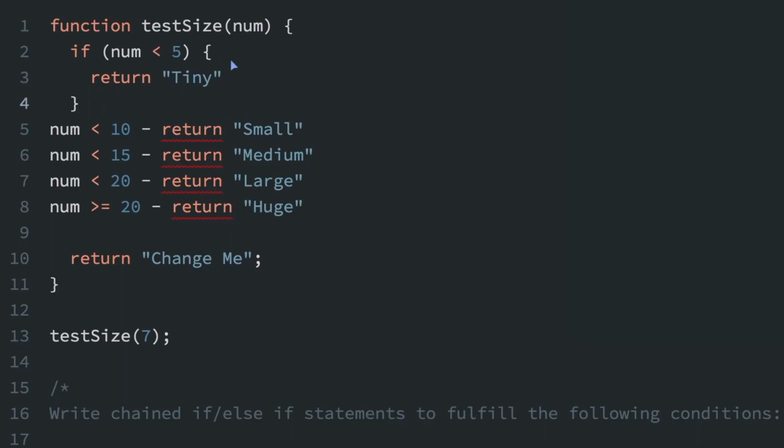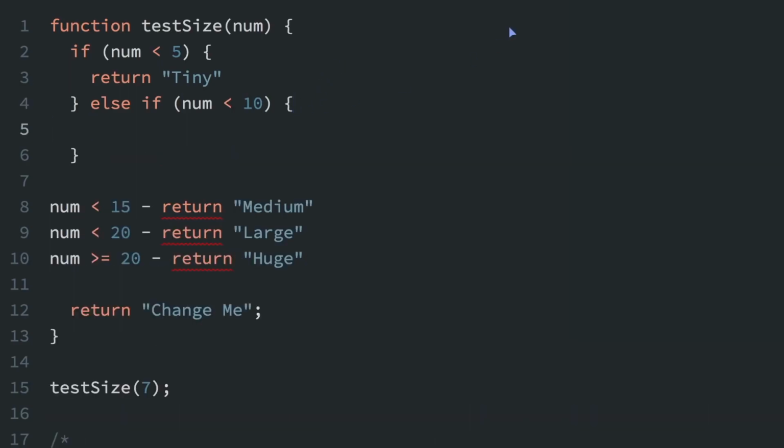Now we're going to use an else if statement. And I got the curly braces. First of all, also I need to put the condition in these parentheses. I'm just going to cut this. Number is less than 10, put it right here, and we're going to return this small. So I'll put that in the curly braces here.